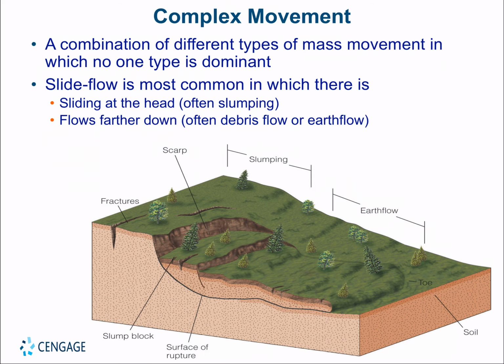We can also have a complex movement where we have more than one movement happening at a time. So basically in this picture, you can see that we have slumping, we have a debris flow or an earth flow, all happening together, so we say it's a complex movement.